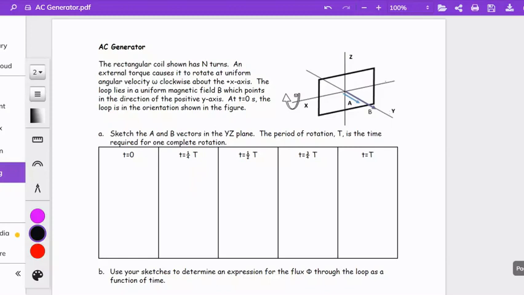So just take a moment and get familiar with the different axes, right? So your positive x-axis is this one here. Positive y is kind of coming out at us, and positive z is going straight up. Okay, so this loop is starting off in the xz plane. Can you see that?